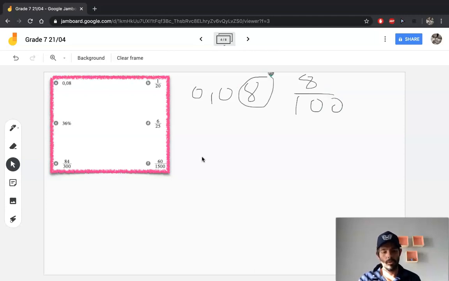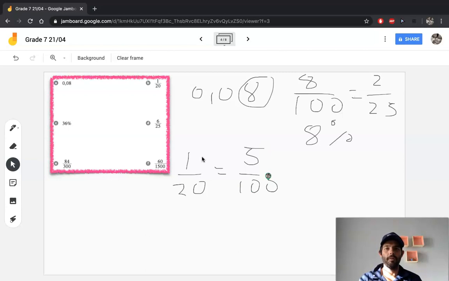That is also equal to 4 over 50 or 2 over 25. And as a percentage, it is 8% because it's 8 out of 100. Okay, for B, for 1 over 20, I can convert that to 5 over 100 by multiplying the denominator and the numerator by 5, and then I know that that is 0.05 and 5%.